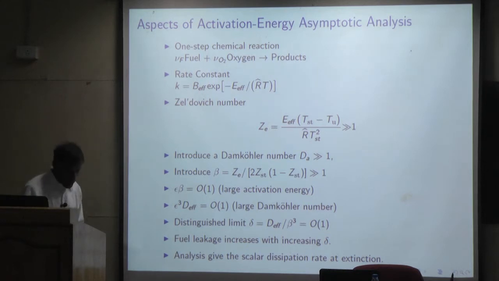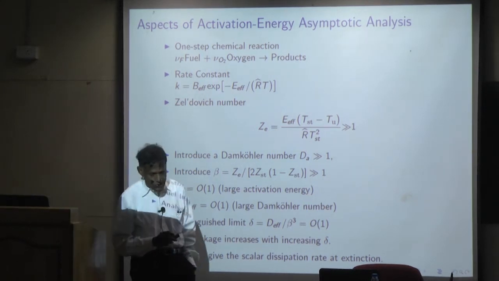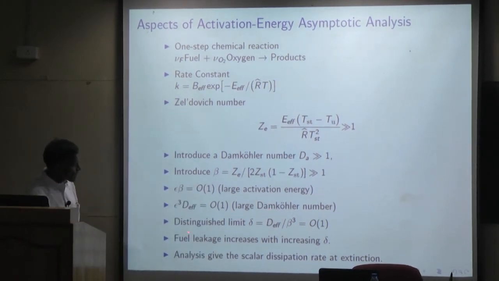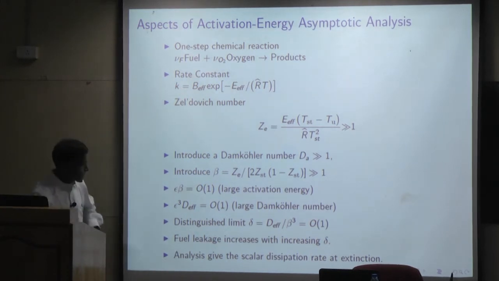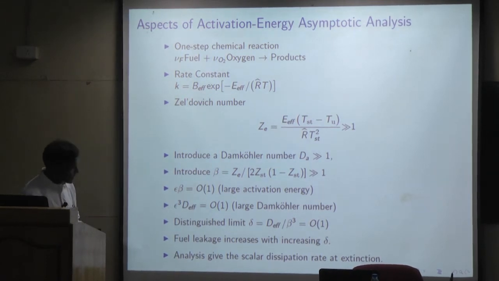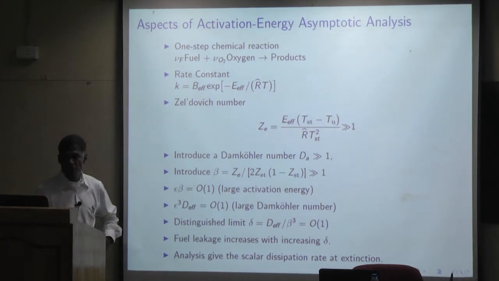I pointed out that one of the serious limitations of activation energy asymptotics is that there are many, and this is one of them: fuel leaks through the reaction zone. That was the limitation. But it does give a scalar dissipation rate at extinction. But this is the drawback. So now I'm going to show you how this drawback is removed by considering rate ratio asymptotic analysis.